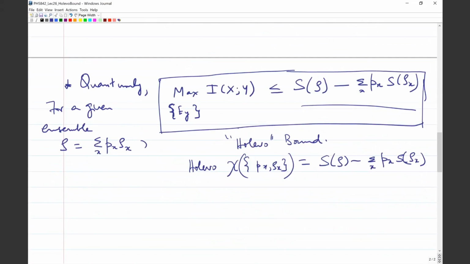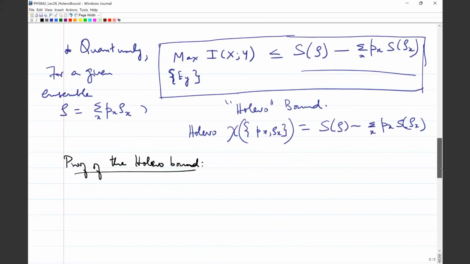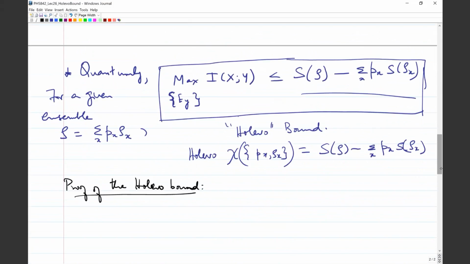So let's try to prove the Holevo bound. So notice that we will start. So this is what I was doing last time. So we start with a tripartite state of three quantum systems. P, Q, and M is what I think I called them.